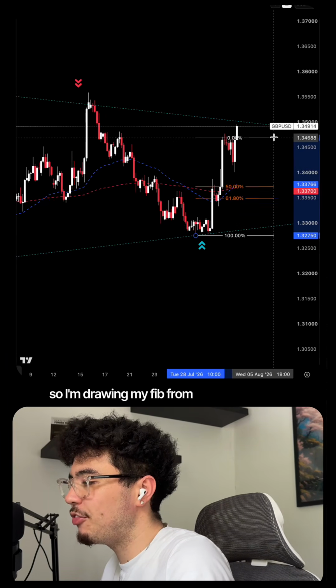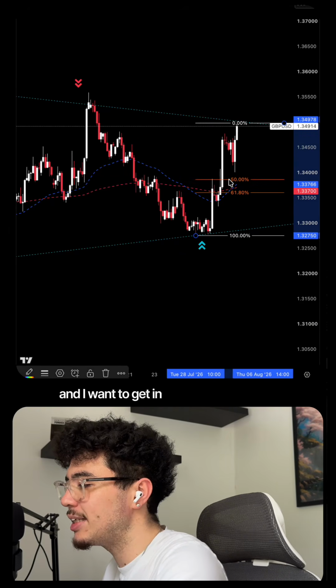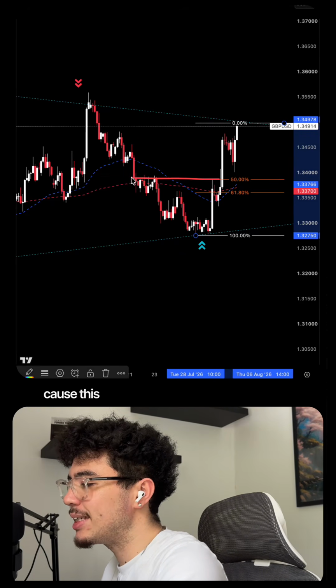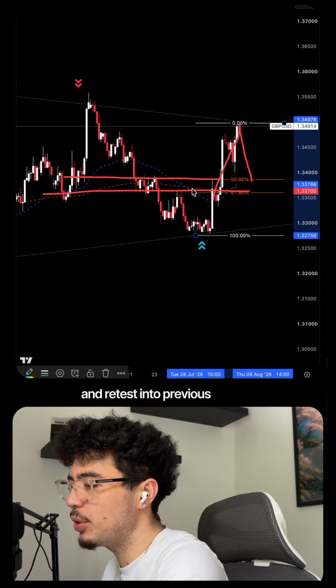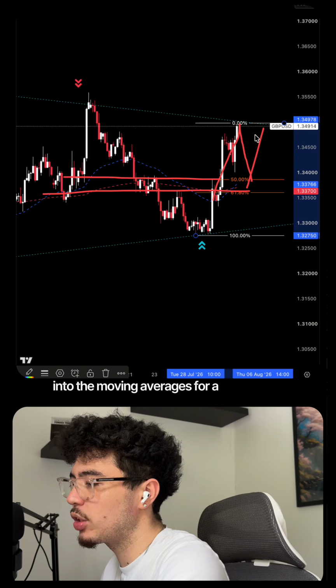So I'm drawing my fib from the low to the high, and I want to get in on a 50% retracement because this level lines up with previous structure on the left. So this wouldn't just be a fib pullback, it would also be a break and retest into previous structure into the moving averages for a continuation higher.